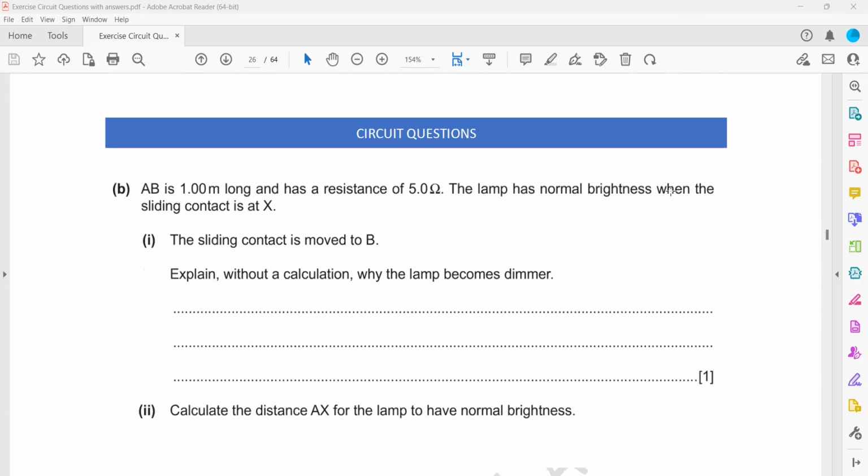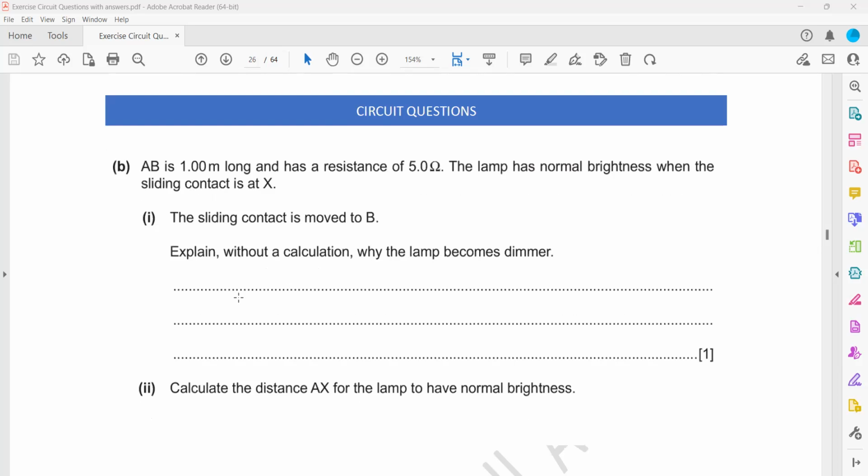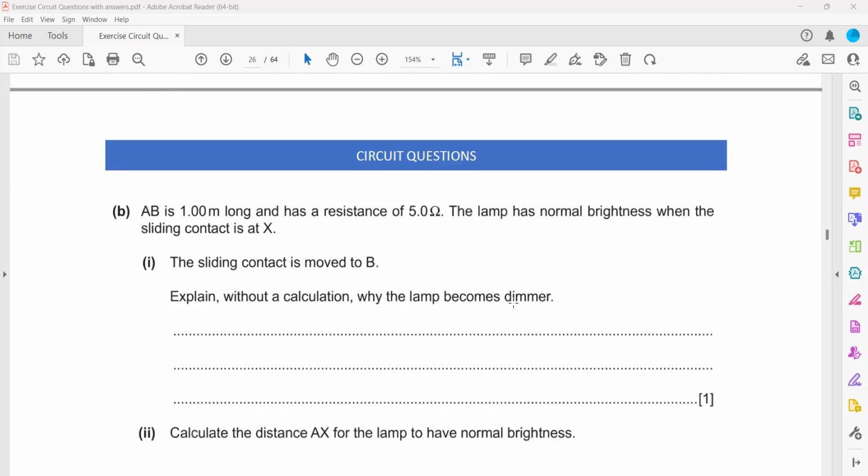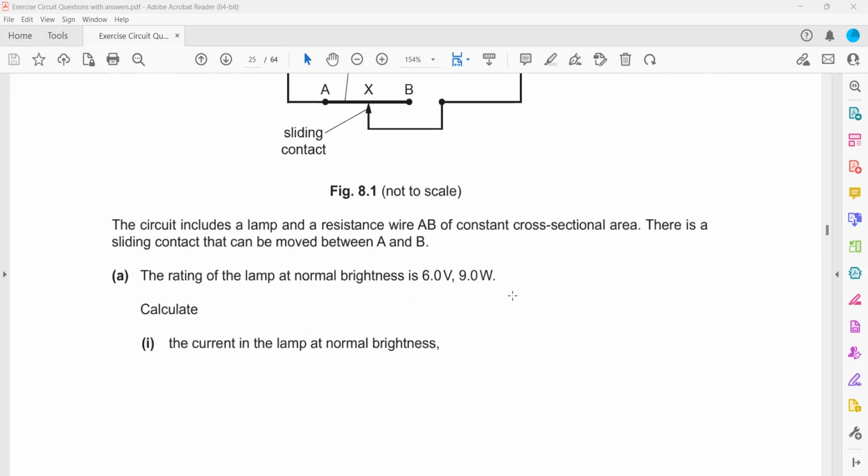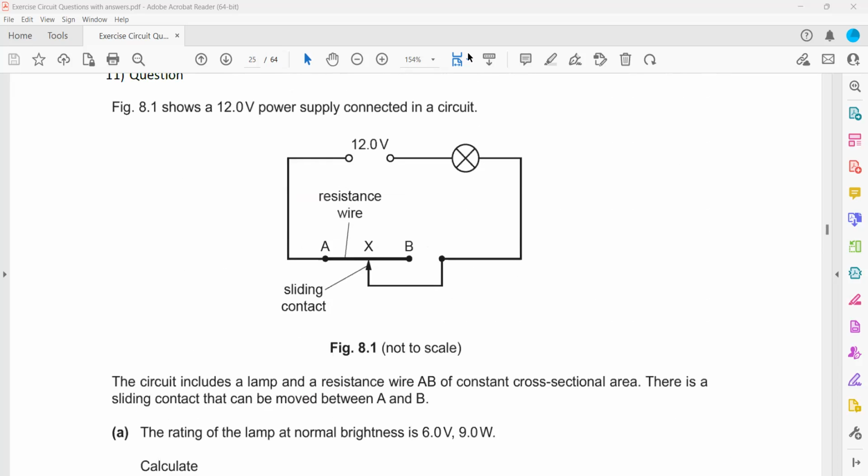The lamp has a normal brightness when a sliding contact is at X. The sliding contact is moved to B. Without calculation, why does the lamp become dimmer? You don't have to do calculation. You just have to tell why the lamp will become dimmer. If you move this sliding contact towards B, as a result, what will happen? The resistance of the AB will change.